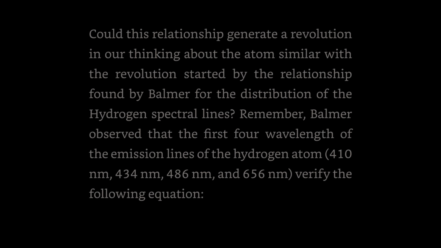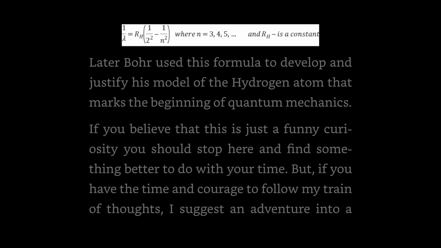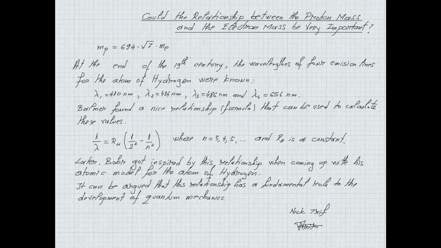Remember, Balmer observed that the first four wavelengths of the emission lines of the hydrogen atom, 410 nanometers, 434 nanometers, 486 nanometers, and 656 nanometers, verify a simple equation. Later, Bohr used this formula to develop and to justify his model of the hydrogen atom, which marks the beginning of quantum mechanics.